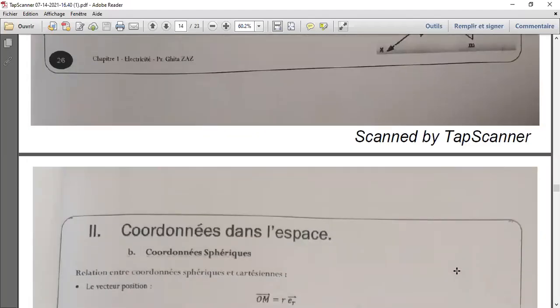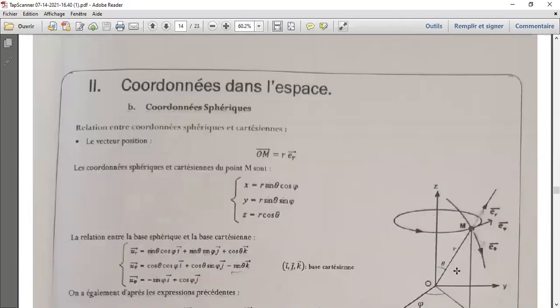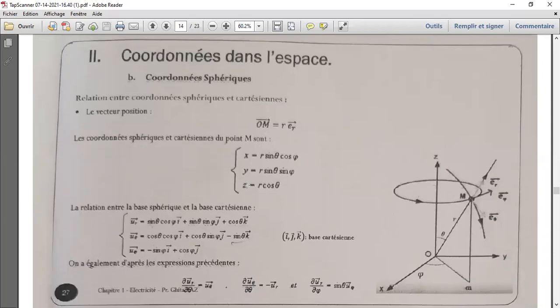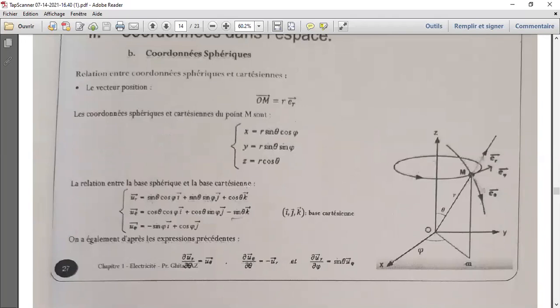Yeah, so that's it. We're still on spherical coordinates, and we've talked about the position vector. The position vector OM is equal to r times the unit vector, which I'm explaining how to get, and the relationship between spherical and Cartesian coordinates. This one is not really important, but we'll just try to build the relationship between the x.